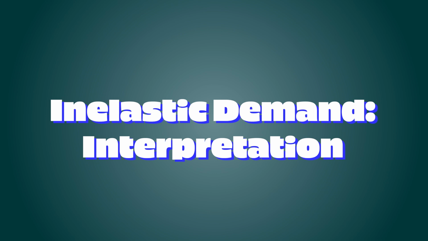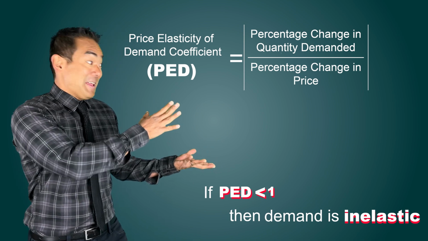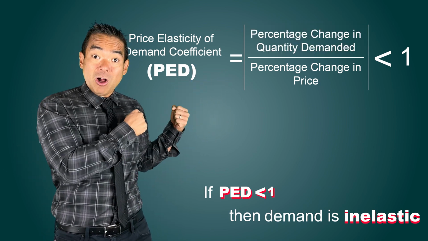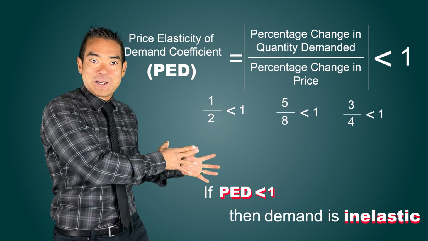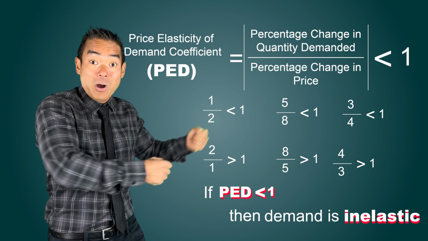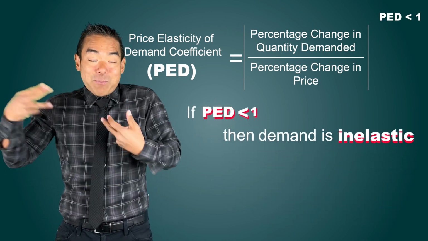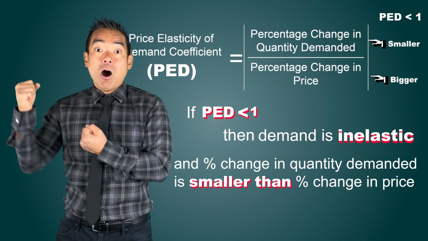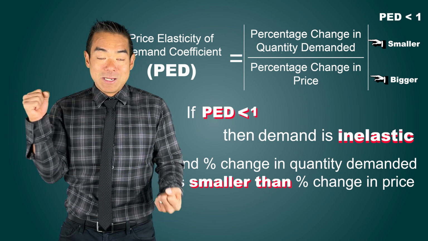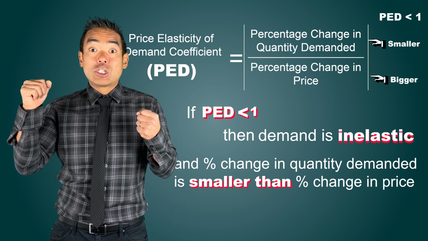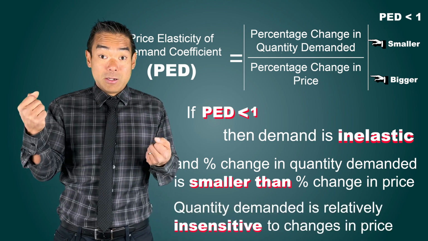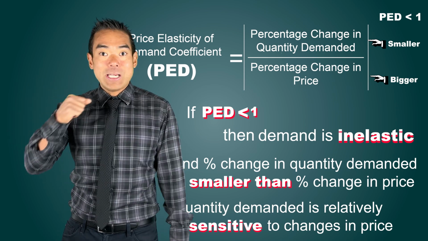But what does that actually mean? Okay, look, if this number is less than 1, then we know for sure that the top is smaller than the bottom. Remember your fractions, right? If the top is bigger than the bottom, then it's an improper fraction, and that thing is greater than 1. So if PED is less than 1, then by definition the top of this fraction is smaller than the bottom, or the percentage change in quantity is smaller than the percentage change in price. What are we saying? A change in price leads to a relatively smaller change in quantity demanded. Quantity demanded of the product is relatively insensitive to changes in price.